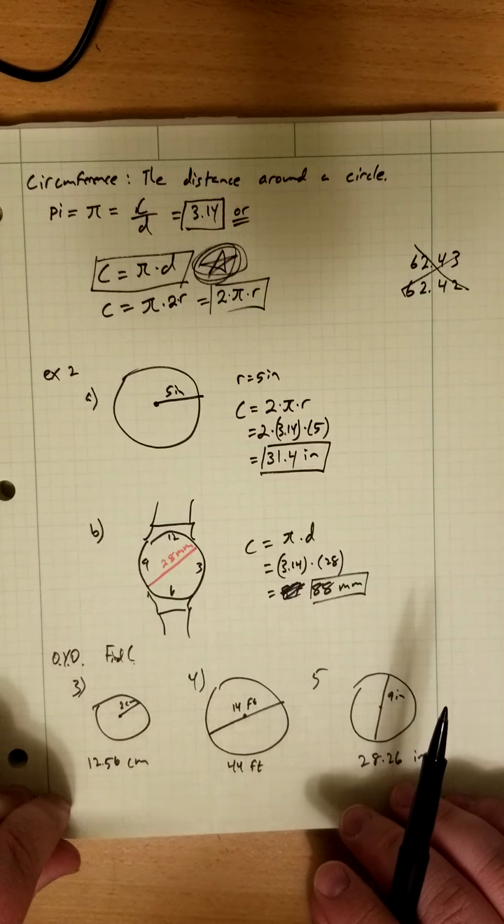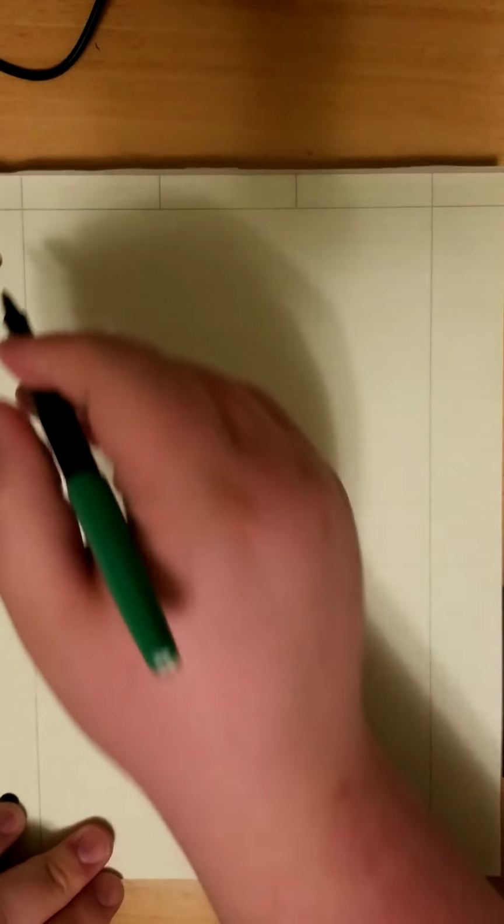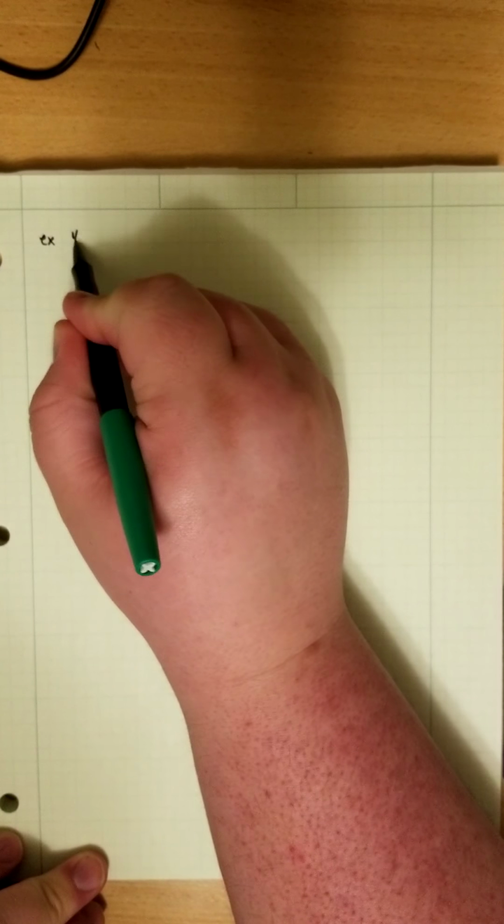We're going to skip example 3, which is estimating the diameter, and move straight on to example 4.